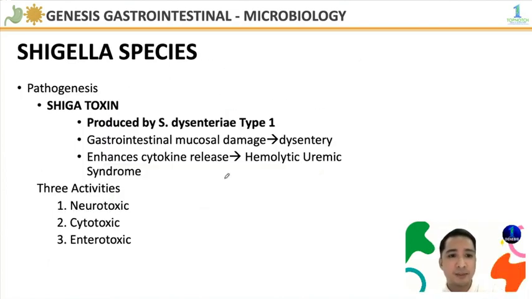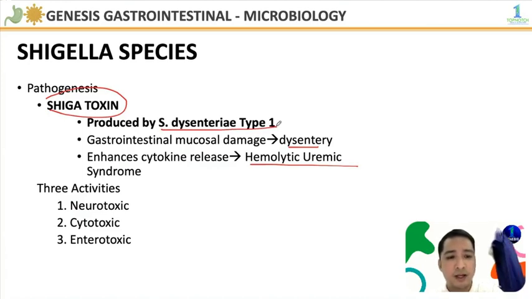Okay, Shigella species. We have the Shiga toxin. This Shiga toxin will inactivate the 60S ribosome by removing adenine from the RNA. Again, it is associated with hemolytic uremic syndrome and dysentery. This Shiga toxin is produced primarily by Shigella dysenteriae type 1. Again, it is an invasive type of pathogen.